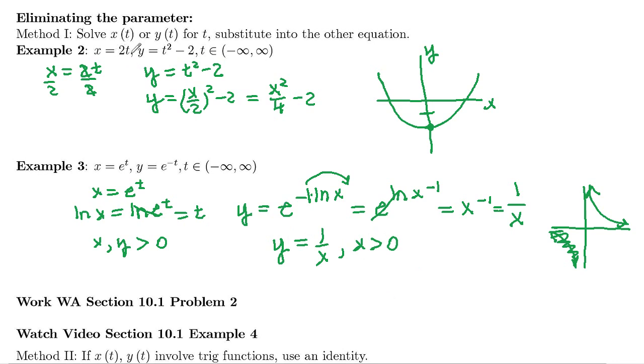Now notice up here we didn't have a restriction, because as t varies from negative infinity to infinity, so does x. Sometimes you do have restrictions though, so watch out for those. So try WebAssign section 10.1, problem 2, and see how that goes.